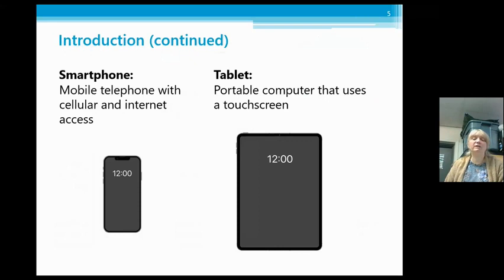On the right, we see an iPad, which is kind of a tablet device. A tablet is a portable computer that uses a touch screen. Most tablets are smaller and weigh less than a laptop computer, but are usually bigger and weigh slightly more than a smartphone. Tablets connect to the internet through a Wi-Fi or cellular connection.